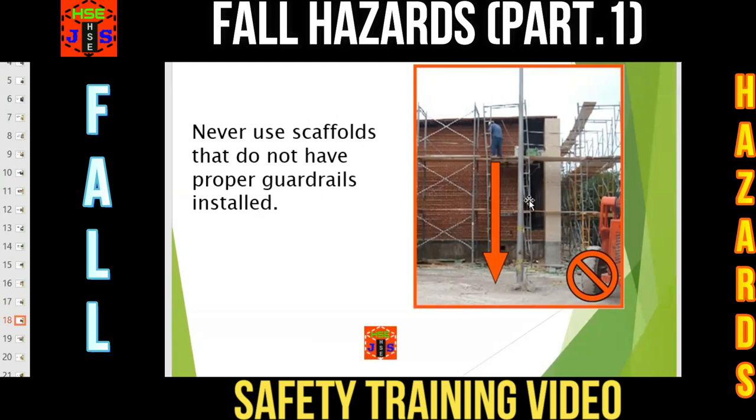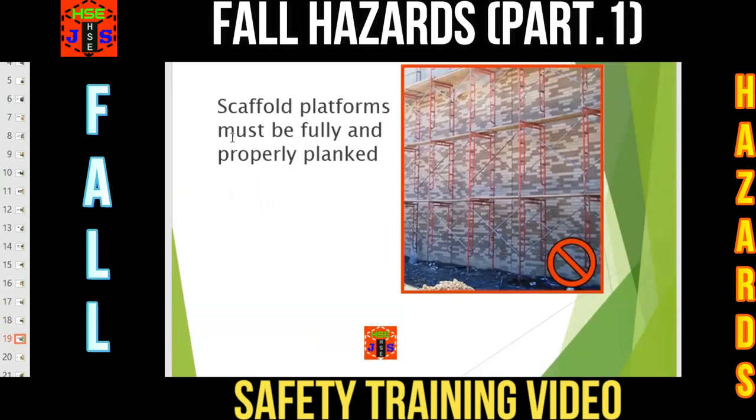And this is the example of an unsafe scaffold: the scaffold without guardrails, the scaffold with an incomplete platform. This kind of scaffolding is not safe for working and you should not access it in any case, otherwise you may fall and meet with a potential workplace accident with multiple consequences, maybe injury, maybe disability, or maybe death. Another important point: scaffold platforms must be fully and properly planked.